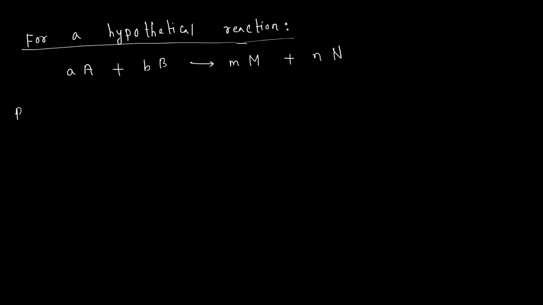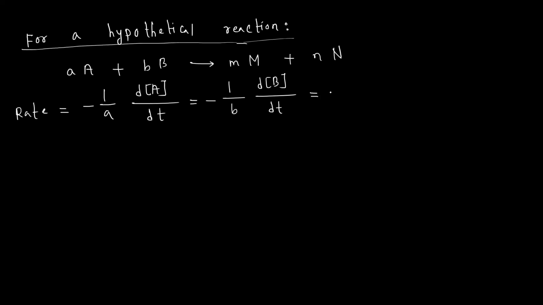So we can write the rate of this reaction is equal to negative sign 1 by a, change in concentration of A divided by change in time, is equal to negative sign 1 by b, change in concentration of B divided by change in time, is equal to positive 1 by m, change in concentration of M divided by change in time, is equal to positive 1 by n, change in concentration of N divided by change in time.